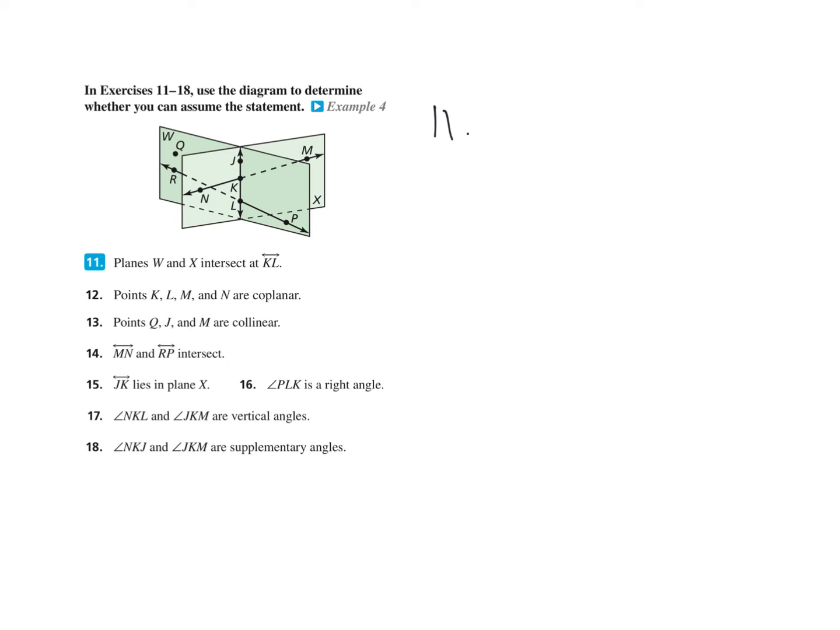Okay, so planes W and X. So here's X and there's W. Can we assume that they intersect at KL? What do you think? So yes, you can assume that they intersect just by what you see there. Two planes intersect and they form a line. That's the rule. All right, so let's go to number 13.